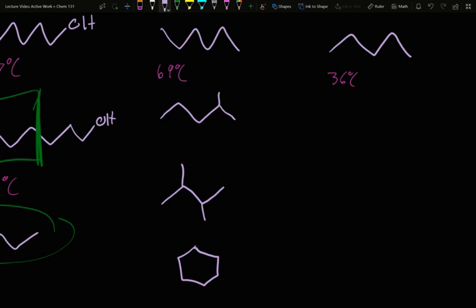So these are isomers of hexane. They're the same molecular formula, same weight of atoms. They're all hydrocarbons. Take a sec, make a guess. What do you think will have the highest boiling point of these 4?